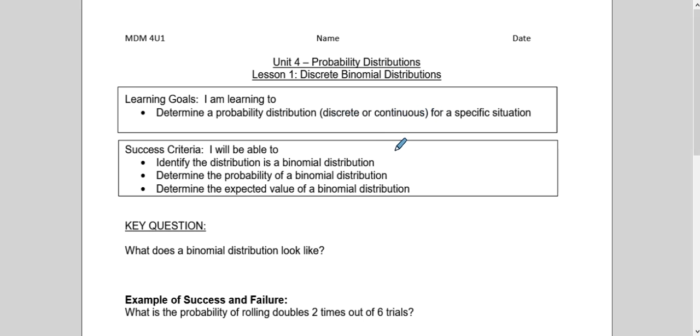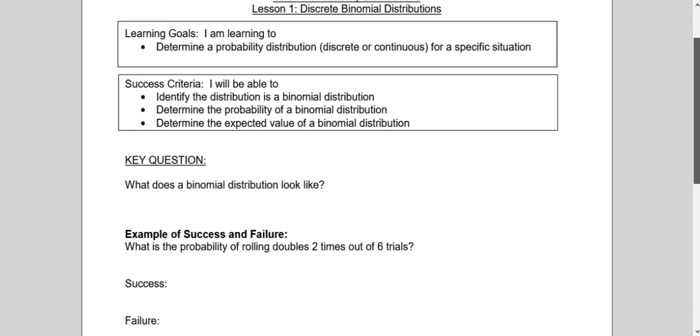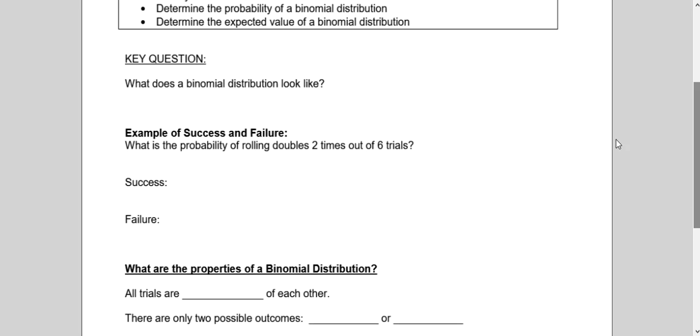And hopefully when we do this, you'll see that we have a diagram or a visual to understand that. So we're going to be able to define that a distribution is binomial, and we're going to talk about what that means during the lesson. We're going to be able to figure out the probability of that distribution and the expected value, or the expected outcome of that distribution. That's the goal of this lesson, and pretty well throughout the next few lessons. So what does a binomial distribution look like?